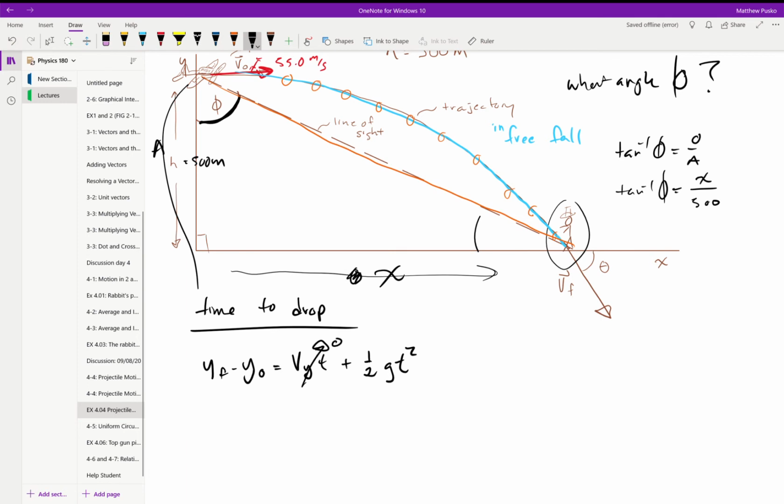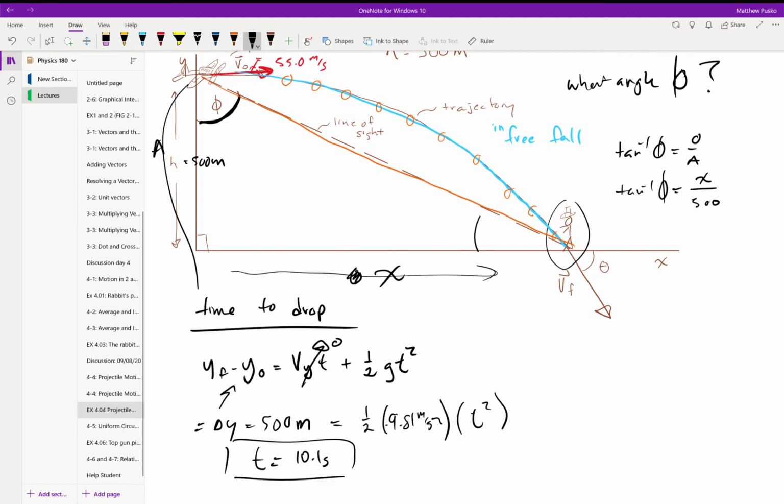And we know what this is right here. This is the displacement delta y. That's equal to 500 meters. So we end up with 500 is equal to 1/2 times negative 9.81 meters per second squared, and we can solve for t. T ends up coming out to 10.1 seconds. That's how long it takes to hit the ground.